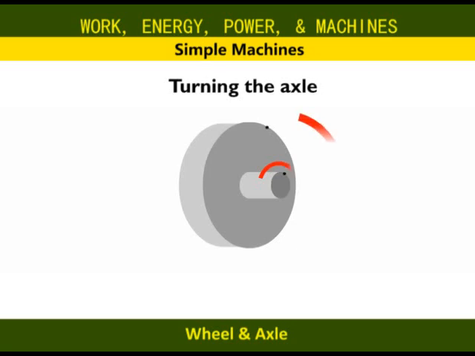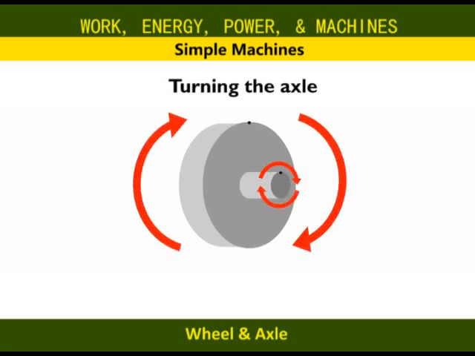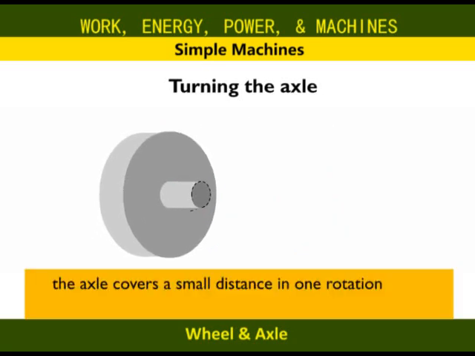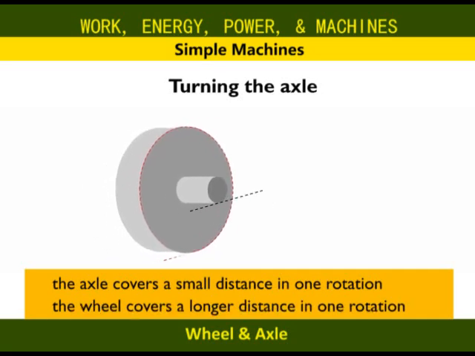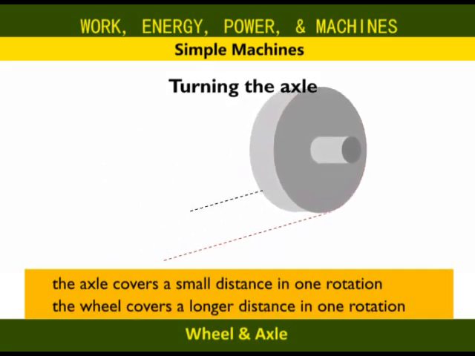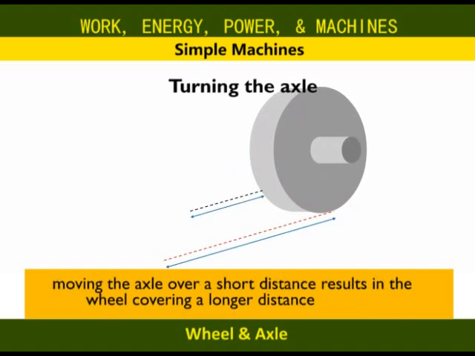Consider this wheel and axle, where the axle moves one rotation and the wheel does it as well. But when the axle completes one rotation, the distance covered is small because of its small diameter. On the other hand, one rotation of the wheel covers a larger distance compared to the axle. So moving the axle a smaller distance results in a larger distance covered by the wheel. So again, we trade force for distance depending on what we need.